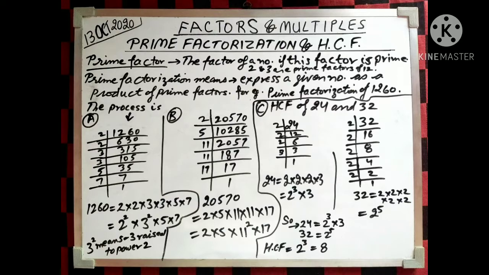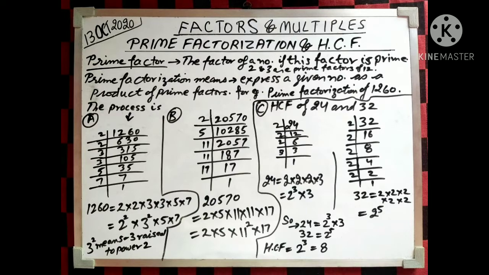So this way we have to start from 2, 3, 5, 7 in increasing order, and you will get a sequence of the prime numbers, the prime factors. Finally we can write down 1260 is equal to 2 into 2 into 3 into 3 into 5 into 7. So this total comes out to be 1260.